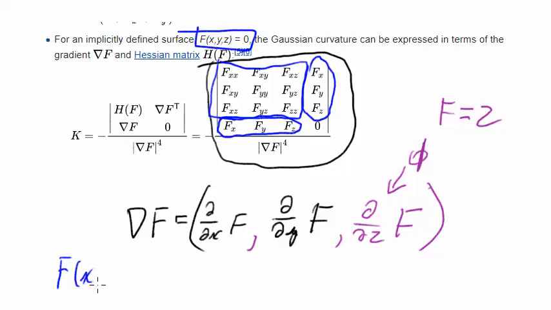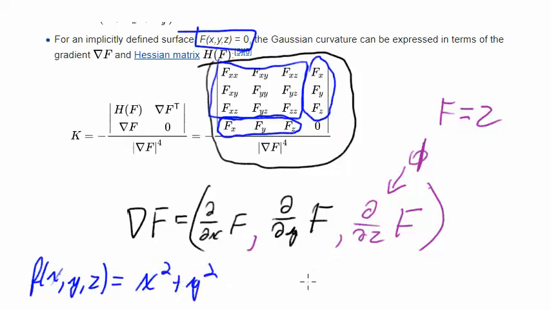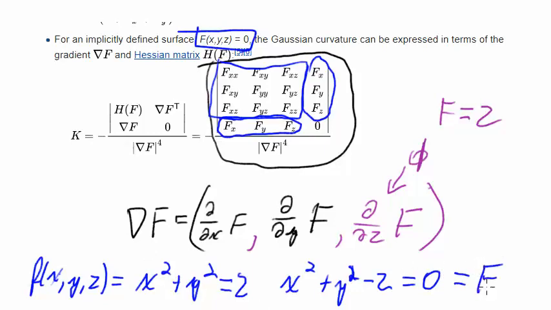How do I write that? Okay, what I would do is instead of writing f of x, y, z equals x squared plus y squared, I would write x squared plus y squared minus z equals 0. And then instead of writing x squared plus y squared equals z, I would write equals f of x comma y. Actually, this one doesn't have the z in it, and this one does. So that helps.